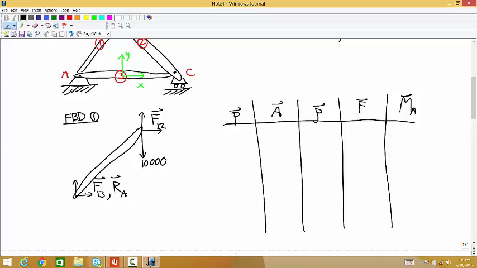Okay, so first, these forces, F13 and RA, what are the coordinates where those are acting?